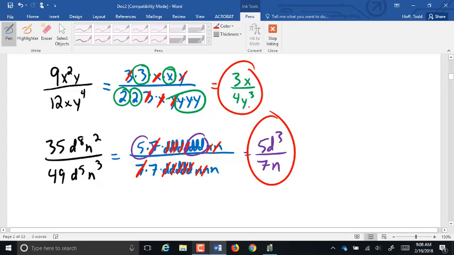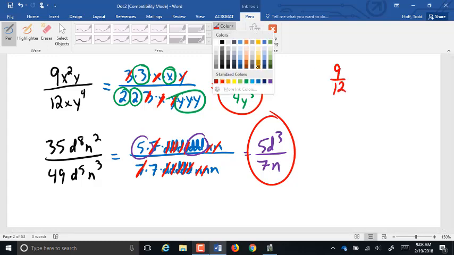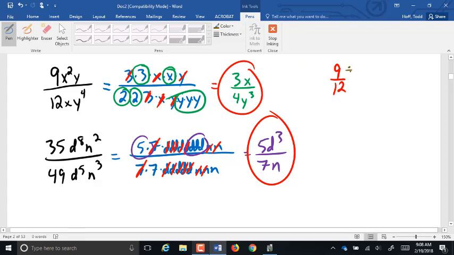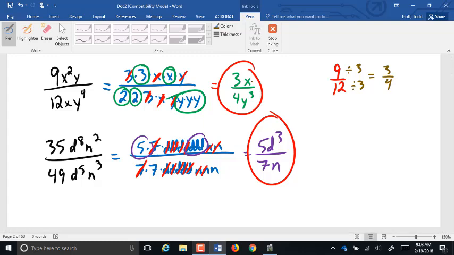Now let's take a look at those results a little closer. The numbers, 9 over 12, reduce just like they would if the variables weren't there. 9 and 12 both divided by 3 give me 3/4. That's part of my answer right there. So the numbers are not affected by the variables being there. So if we could figure out a way of working with the variables, it would make this a lot easier.